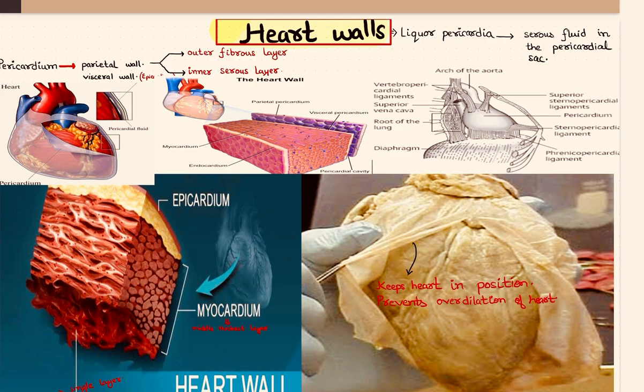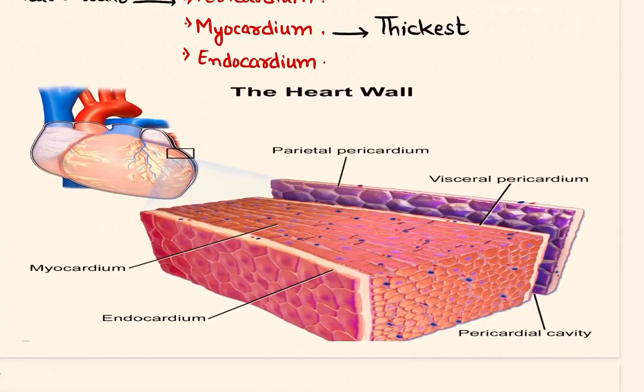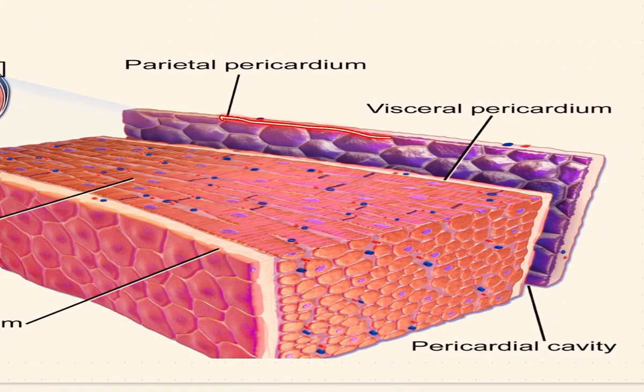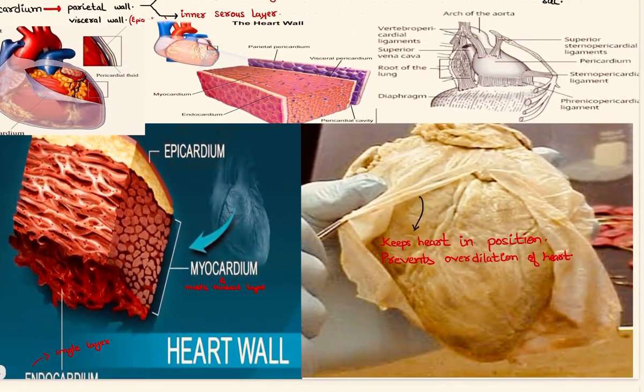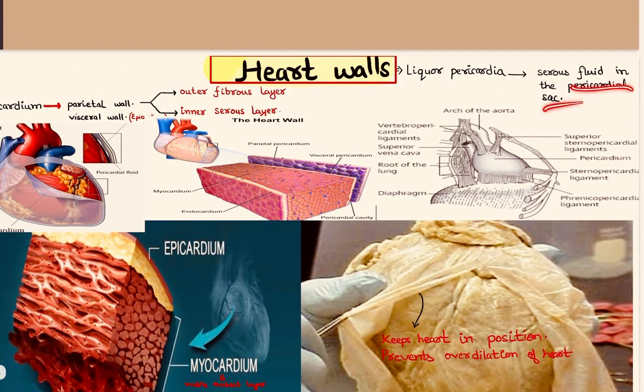That means the part of pericardium which you can see here, which is outer to the heart, which covers the heart, is the parietal pericardium, and the part of pericardium which is very close to the heart is the visceral pericardium. The space between the parietal pericardium and visceral pericardium is the pericardial space. Like you can see here, this is the parietal pericardium, this is the visceral pericardium, and this space here is known as pericardial sac, pericardial space or pericardial cavity. In this pericardial cavity there is a fluid known as liquor pericardii.